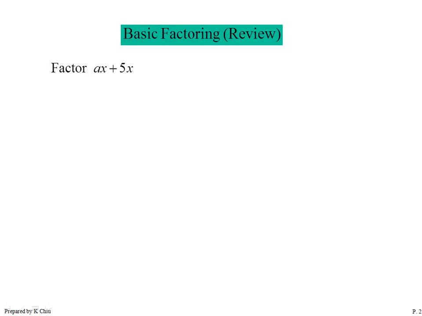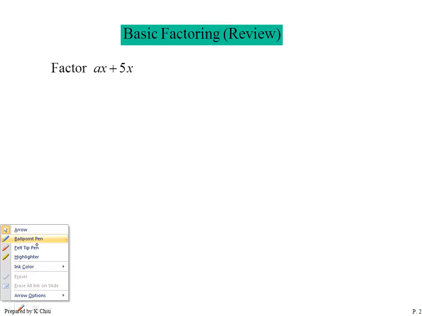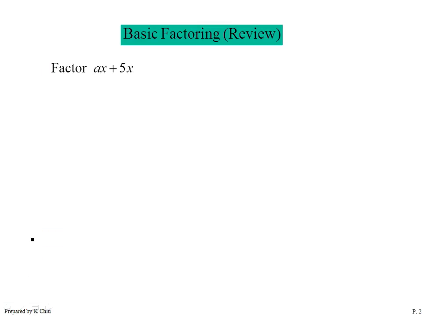So if I take a look at ax plus 5x, how many terms do we have here? We have two terms. Terms are separated by a plus or minus. So ax is a term, and 5x is also another term. If I try to make this become one single term, something times something, I need to take a look at the GCF from both of these terms. What do they have in common? X would be in common. So I am going to factor out the x. Make it become x times something.